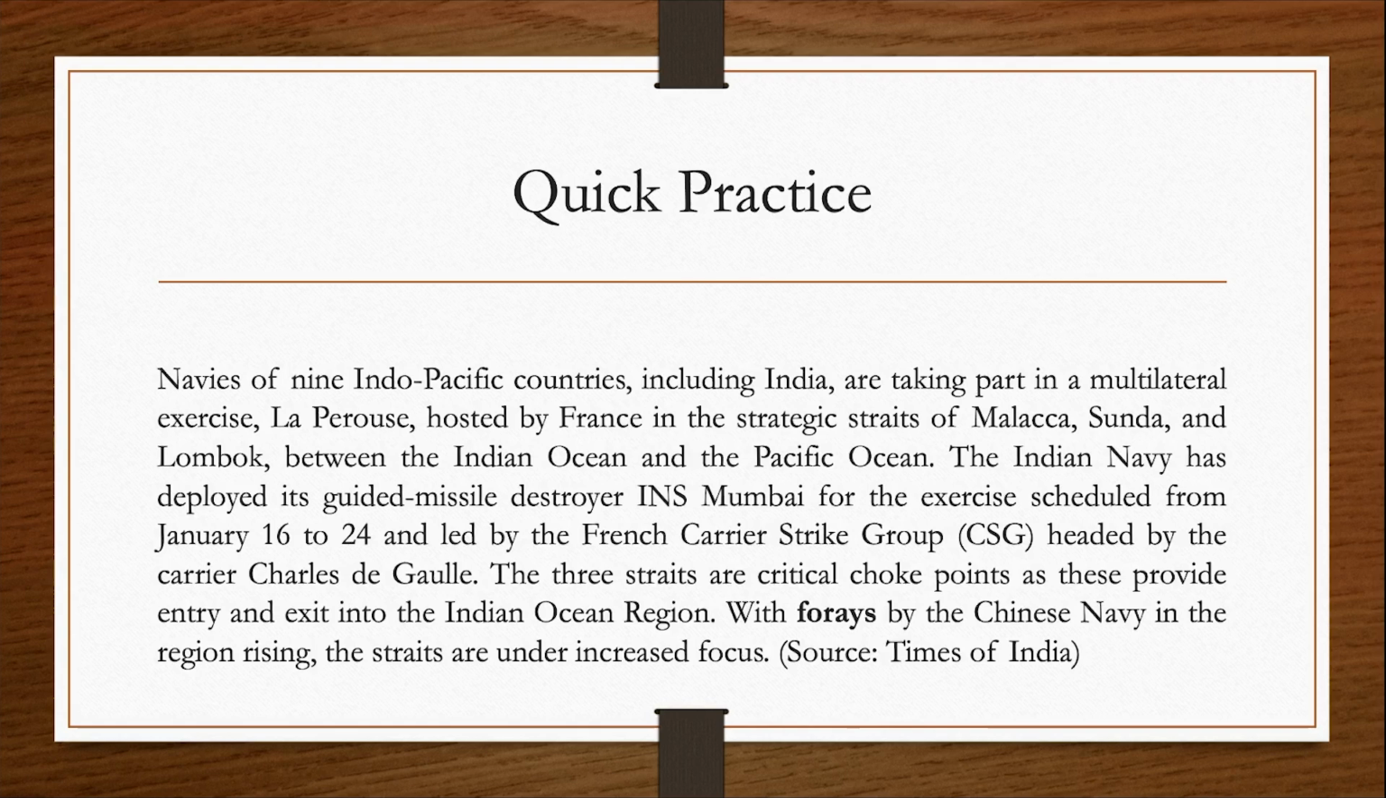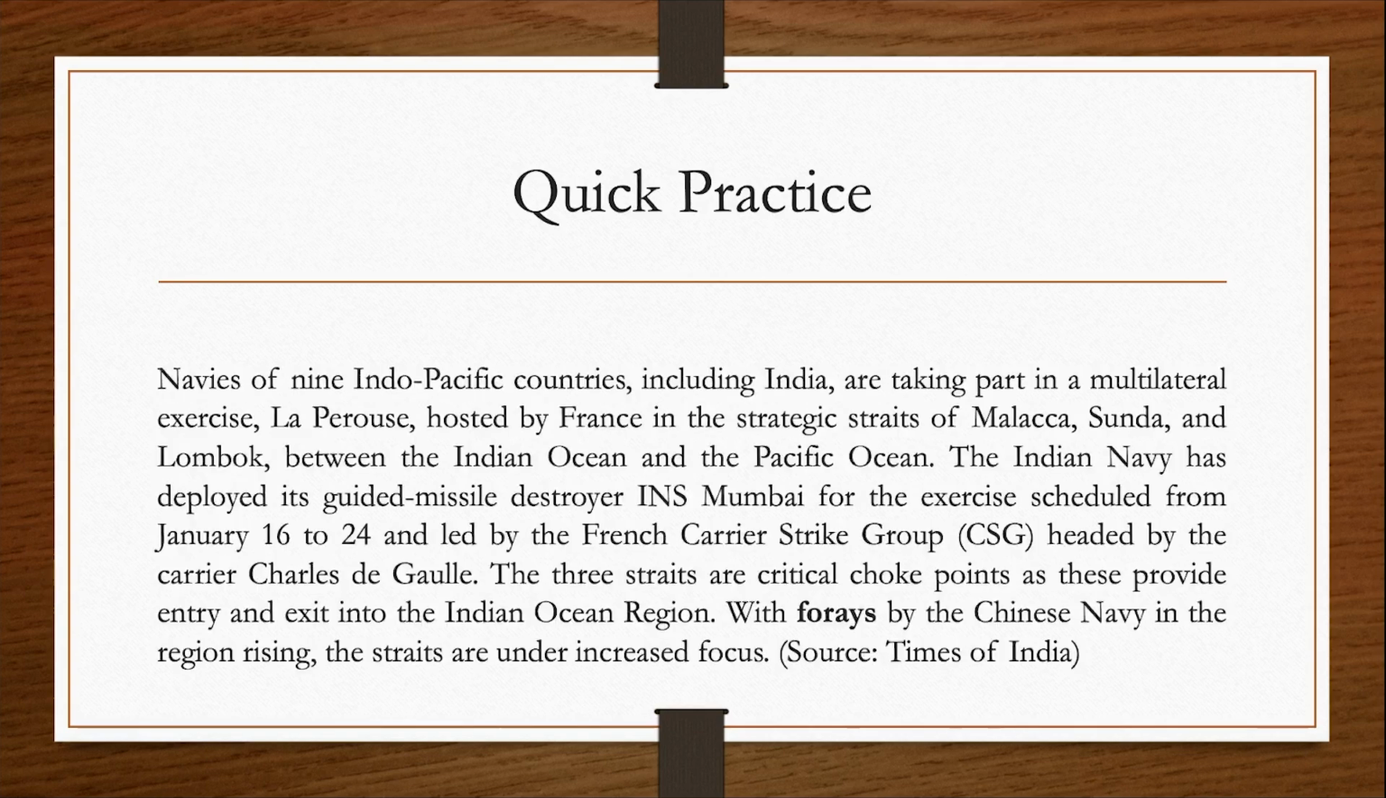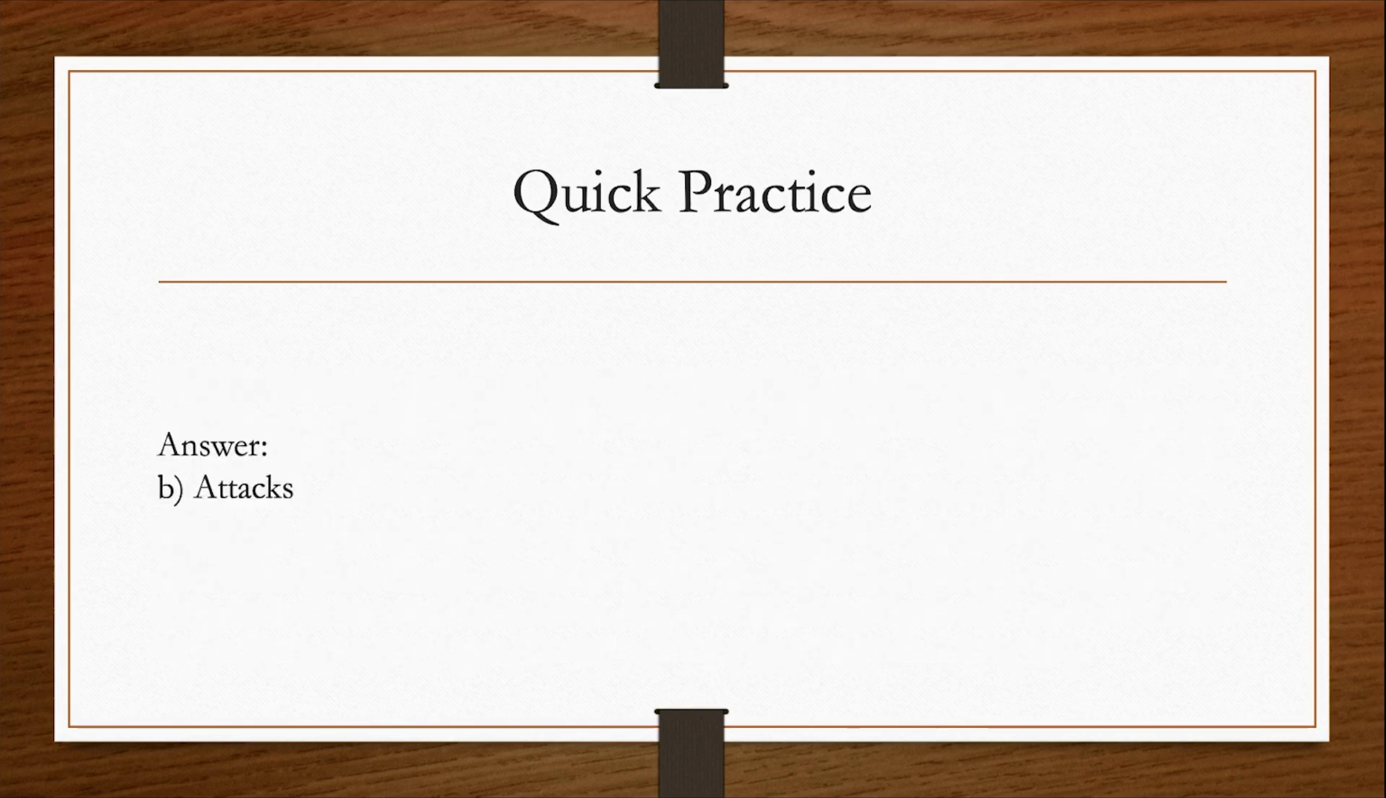Again, navies of 9 Indo-Pacific countries, including India, are taking part in a multilateral exercise, La Perouse, hosted by France in the strategic Straits of Malacca. Now, if you see the last sentence from the second last line, with forays by the Chinese Navy in the region rising, the straits are under increased focus. So it's about the naval exercise hosted by the French Navy. Now, which of the following is the best synonym for the word forays? With forays by the Chinese Navy in the region rising, you can very well figure out what could possibly be the meaning. That is attacks, being hostile.